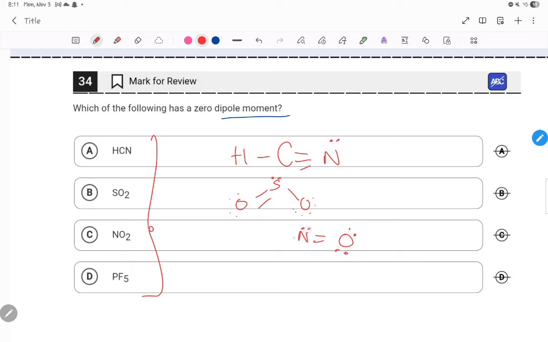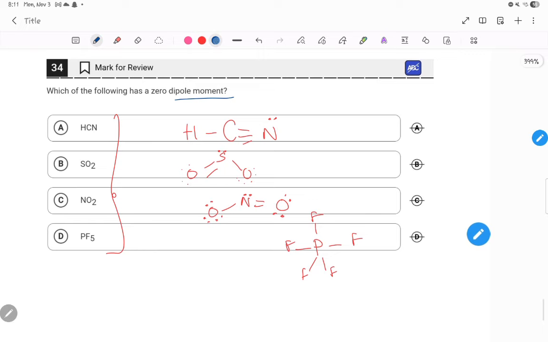And then last but not least, we have PF5. PF5 looks like this. 1, 2, 3, 4, 5. So this is what PF5 looks like. Basically, you need to describe all of the structures from the central atom. So this is going to be AX2, okay? This is going to be AX2E. This is also AX2E, right? And this over here is AX5.